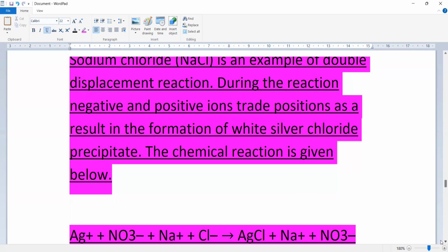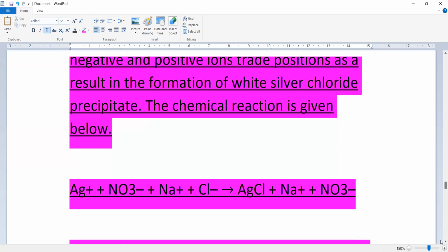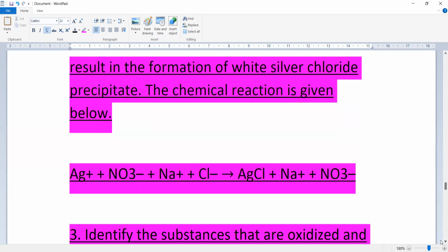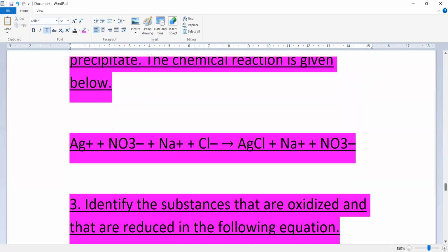The chemical reaction is given below. Ag plus NO3 minus plus Na plus Cl minus gives AgCl. Ag plus reacts with Cl minus and Na plus reacts with NO3 minus, forming silver chloride, AgCl, and the other ions, Na plus and NO3 minus, remain as they are. AgNO3 plus NaCl gives AgCl and NaNO3. This is a double displacement reaction.